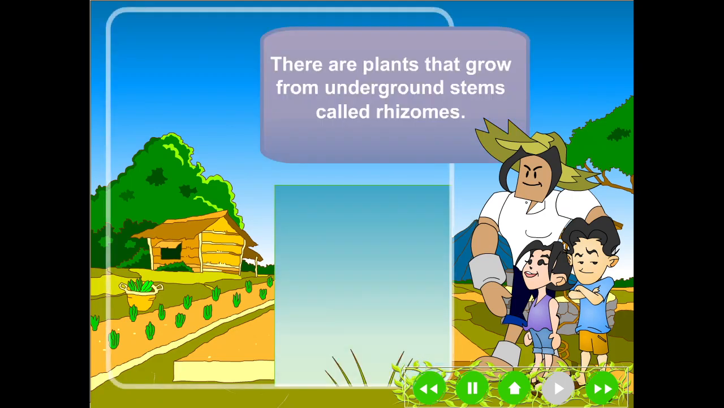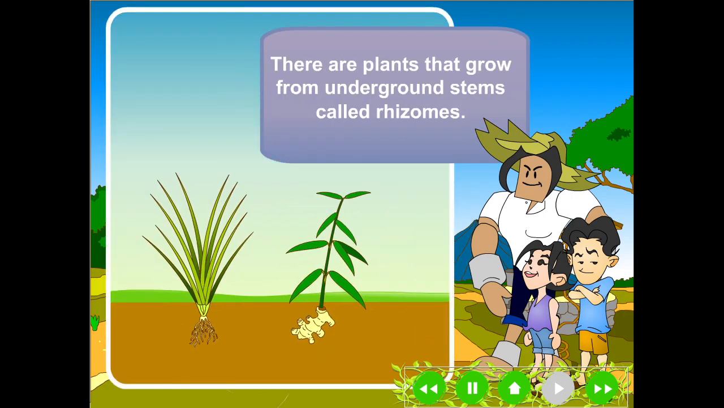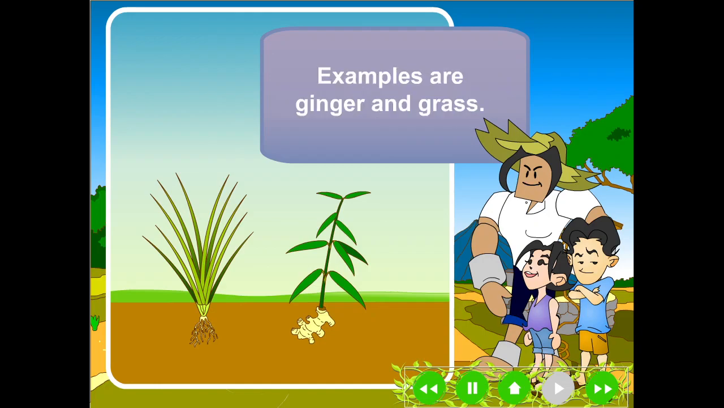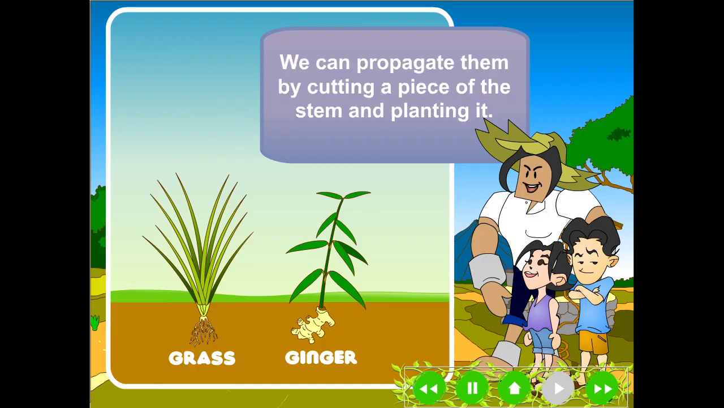There are plants that grow from underground stems called rhizomes. Examples are ginger and grass. We can propagate them by cutting a piece of the stem and planting it.